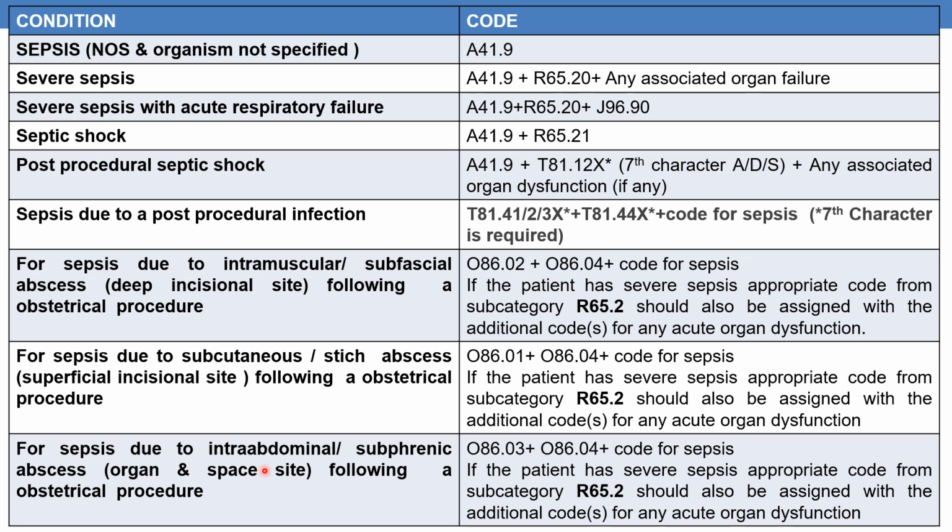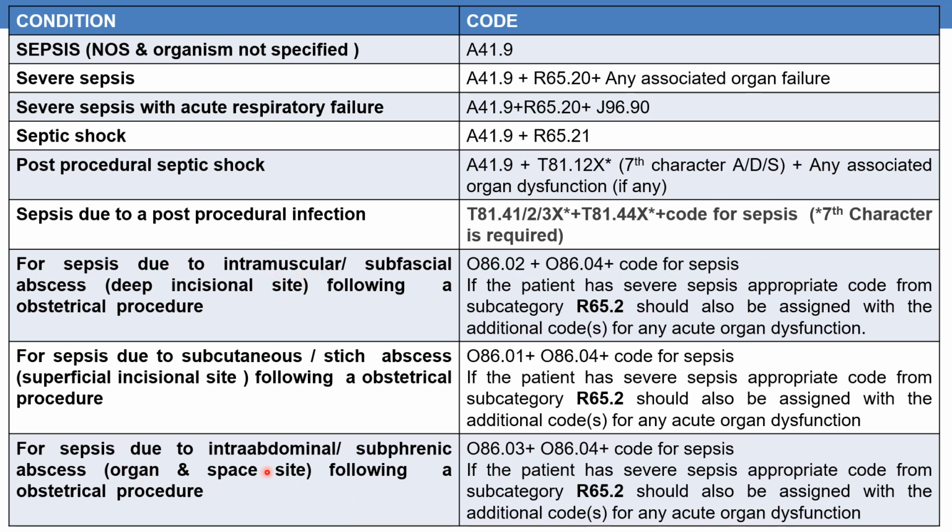Next, coming to sepsis due to intra-abdominal or subphrenic abscess. These are the terminologies that you need to look for in the document. If the physician documents intra-abdominal abscess, then you need to code sepsis due to organ and space site. If the physician documents subcutaneous or stitch abscess, you need to code superficial incisional site. If the physician documents intramuscular or subfascial abscess, you need to code deep incisional site. So you can find these in the tabular list, not in the alphabetical index.